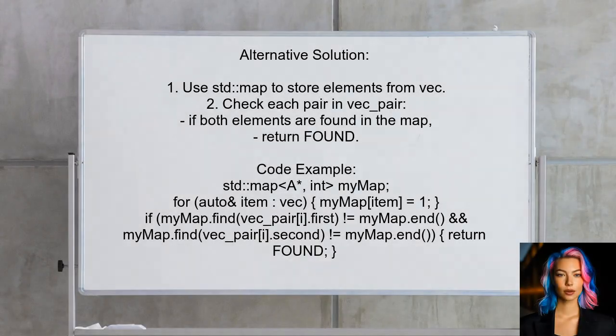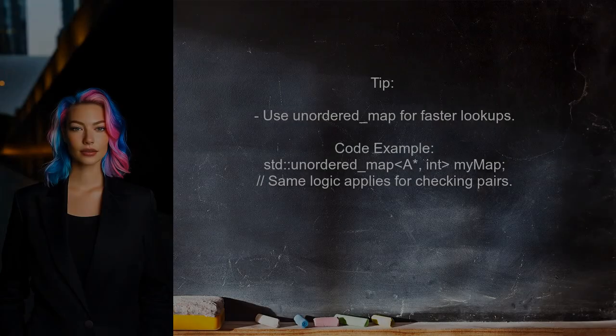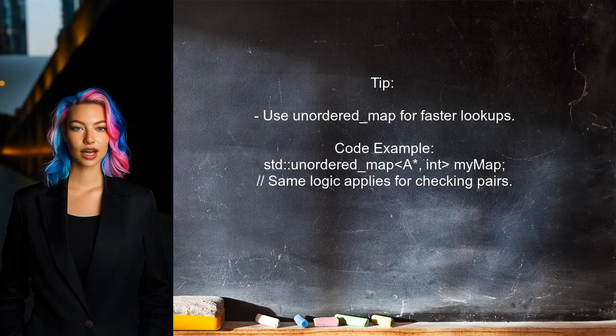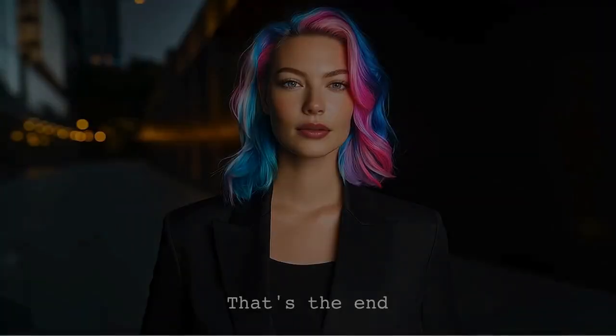An alternative approach suggested by a user involves using a map for efficient searching. First, they recommend inserting all elements from the vector into a map. Then, for each pair in the vector of pairs, you can quickly check if both elements exist in the map. Additionally, the user suggests using unordered map for even faster operations, enhancing the performance of your search. That's the end of that answer.